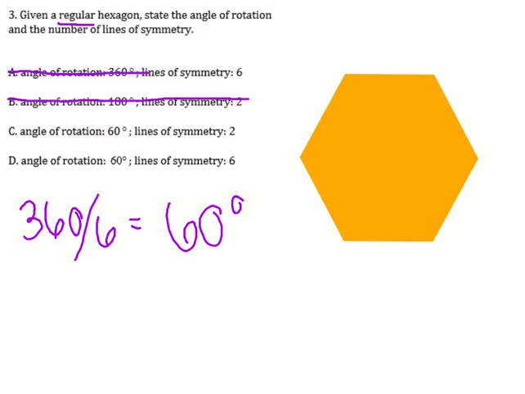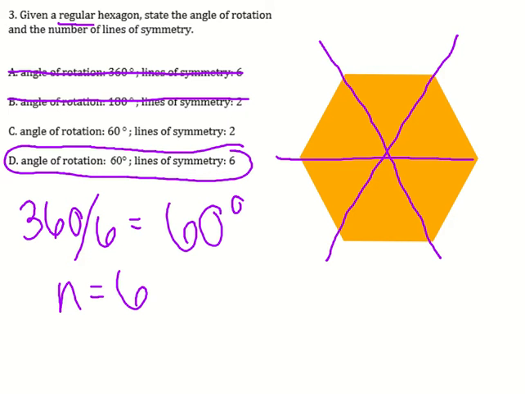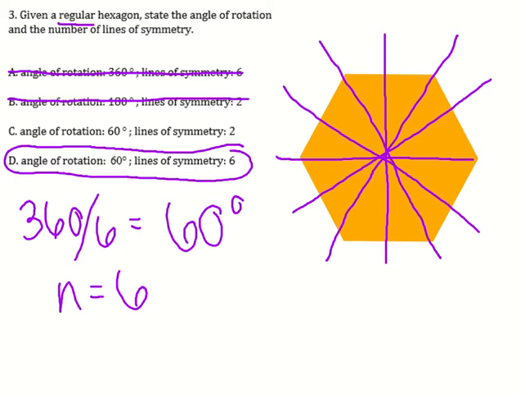So our angle of rotation here is going to be 60, which knocks out letter options A and B. Additionally, because it is regular, n is going to be equal to 6, meaning your lines of symmetry will be 6. Your letter answer here is D. If you needed to, you could sketch out what those lines of symmetry would look like. I know these are not perfect, but you get the idea here. Point to point, and then obviously in the middle of the side to the middle of the opposite side.